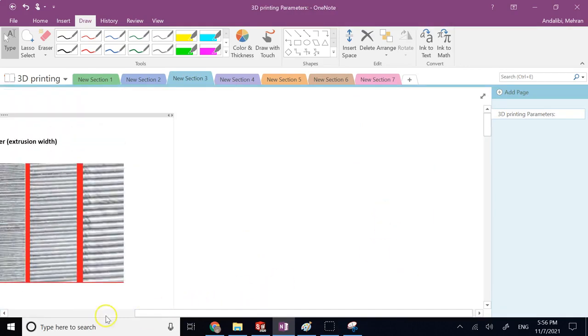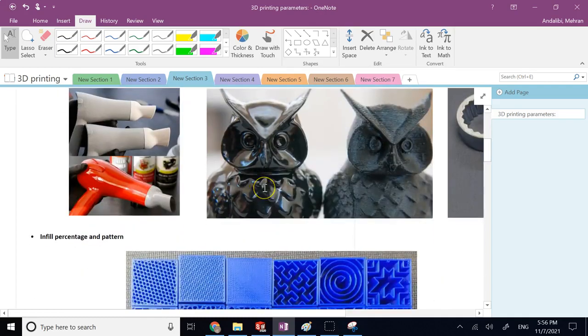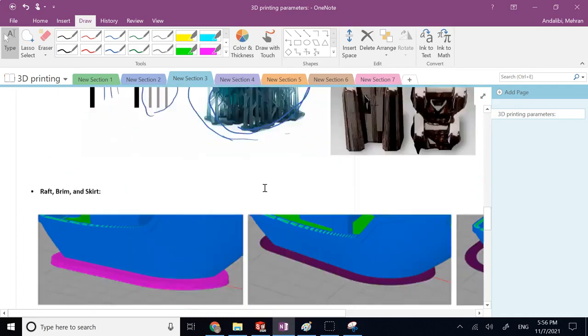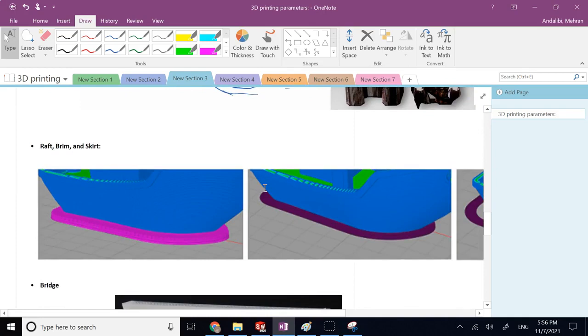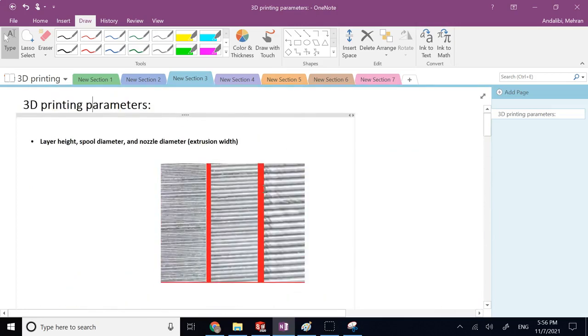In the next video, we are going to go more technical and we are going to talk about the parameters involved in 3D printing, right? Like infill, shells, as I said, the support, the skirt, brim, raft, bridges, retraction, and so on. So from next video, we're going to go more into the technical side of it.